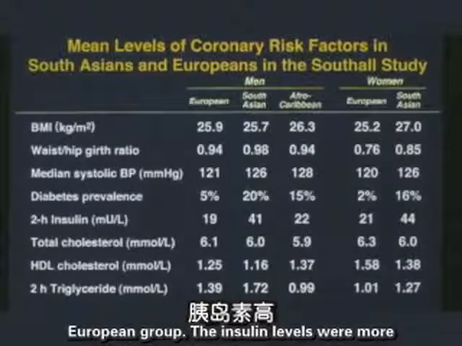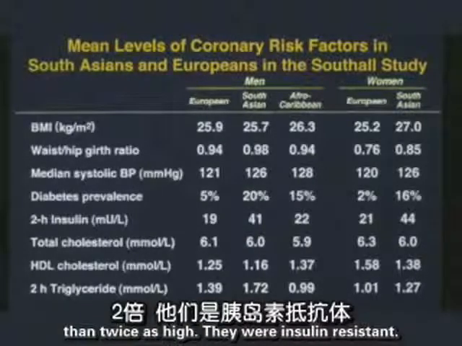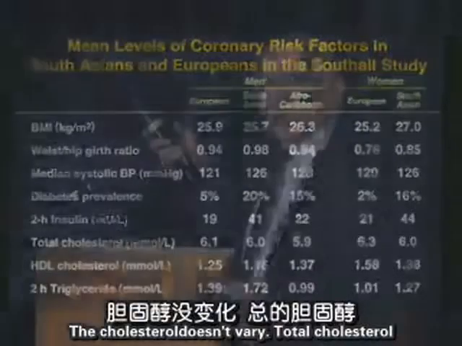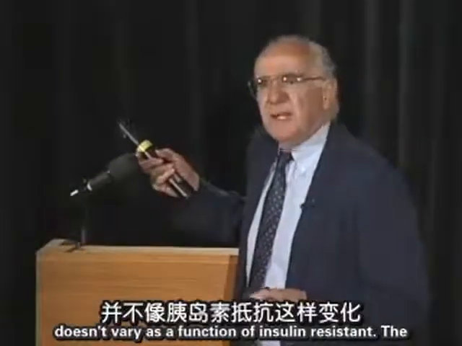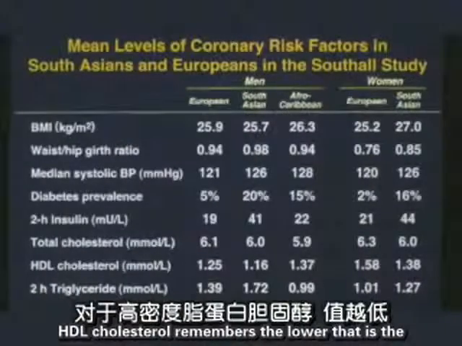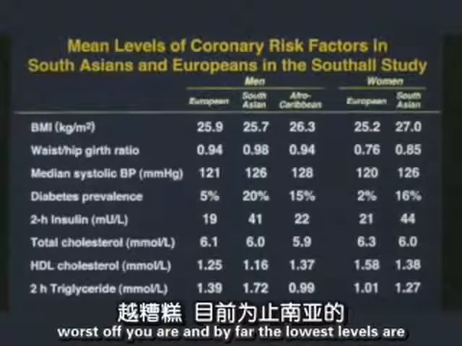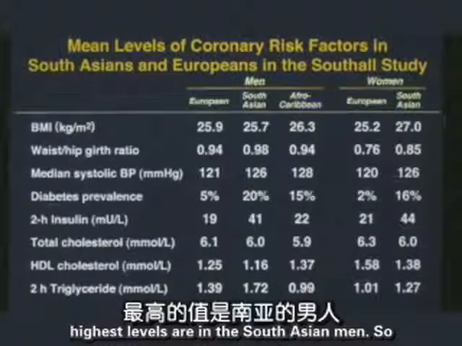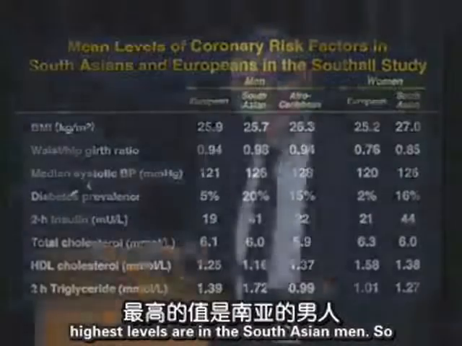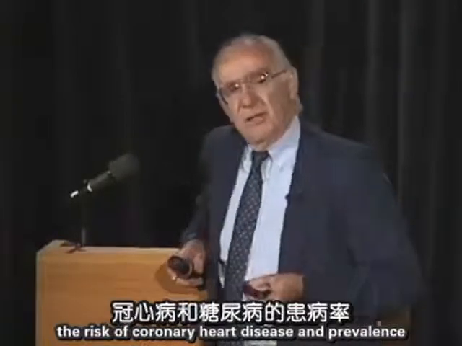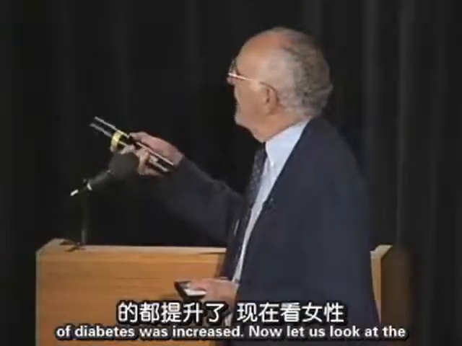The insulin levels were more than twice as high. They're insulin resistant. Total cholesterol doesn't vary as a function of insulin resistance. The HDL cholesterol, remember, the lower that is, the worse off you are, and by far the lowest levels are in the South Asian men. Triglycerides, the highest levels are in the South Asian men. So everything you could think of that would increase risk of coronary heart disease and the prevalence of diabetes was increased.